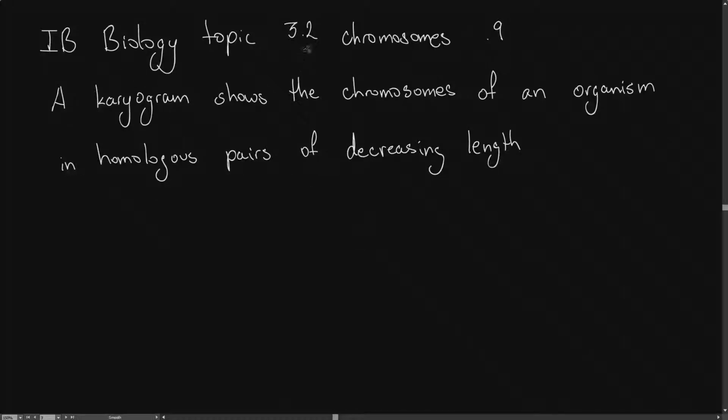IB Biology, Topic 3.2 Chromosomes, Point 9. A karyogram shows the chromosomes of an organism in homologous pairs of decreasing length.